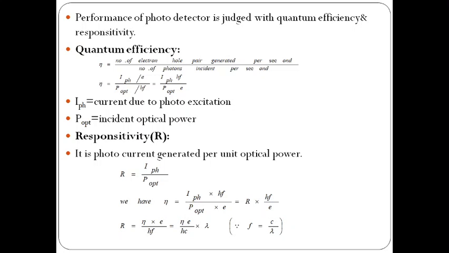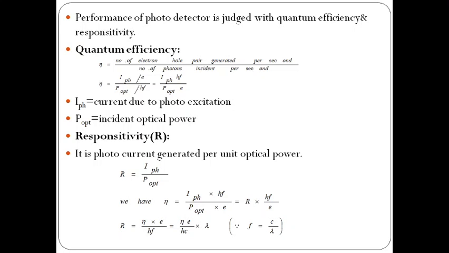Here Iph is the current due to the photo excitation, that is the current due to the generated electron and hole pairs in the photo device, and P opt is the incident optical power, the amount of optical power incident on the photo device. The second parameter is responsivity, related with R. It is the photocurrent generated per unit optical power. So we can write R equals Iph by P opt. From that quantum efficiency eta equals Iph into hf by P opt into e. Iph by P opt is replaced with the responsivity R. So we can write eta equals R into hf by e.